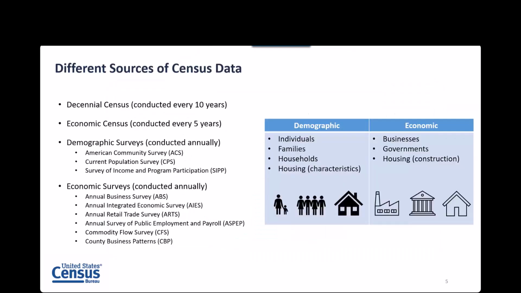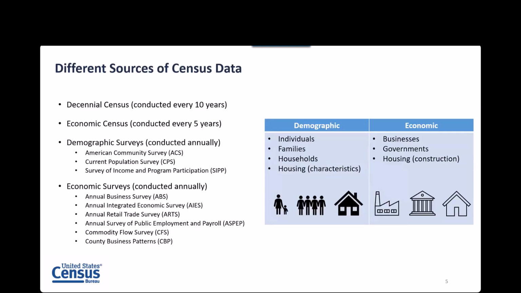So let's take a little closer look at some of these main sources of census data. I touched on the decennial census, that's conducted every 10 years. And then the economic census is done a little more frequently, it's every 5 years. We have demographic surveys that are conducted annually. The big ones that people are familiar with are the American Community Survey, the Current Population Survey, and then our Survey of Income and Program Participation.